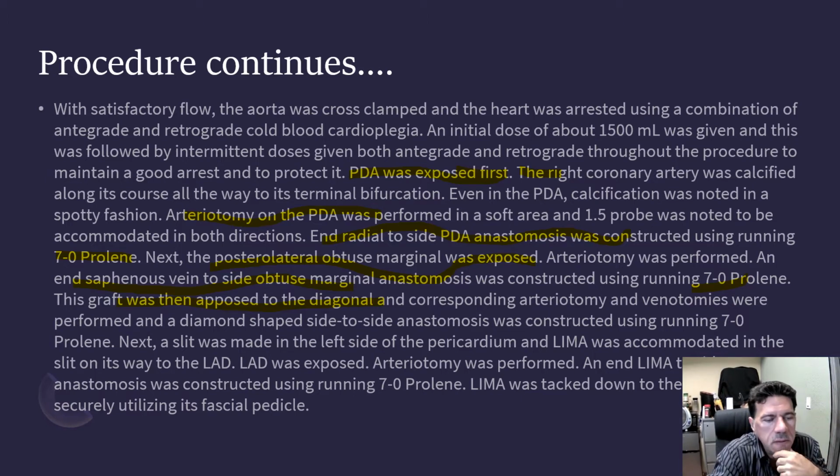Okay, we continue reading. This graft was then opposed to the diagonal, and corresponding arteriotomy and venotomies were performed, and the diamond-shaped side-to-side anastomosis was constructed using the 7 prolink. All right, we have those bypasses.